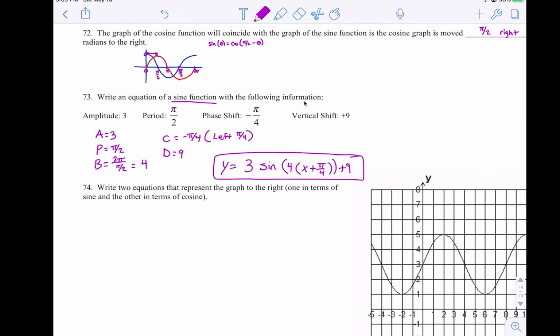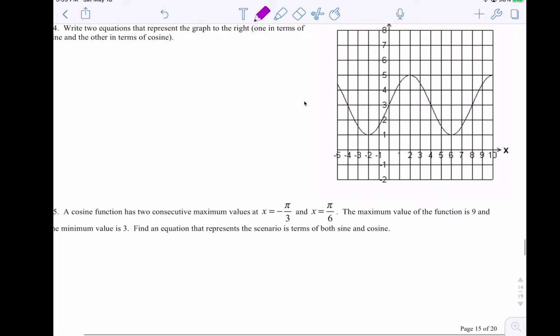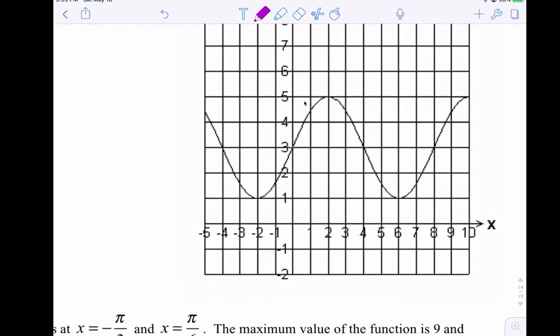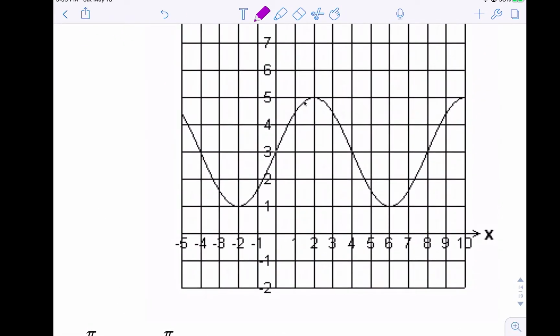74, write 2 equations that represent the graph, one in terms of sine and the other in terms of cosine. So where is my axis? My axis is in the middle here. It looks like D is 3. My amplitude is 2, because I'm going 2 above and 2 below.